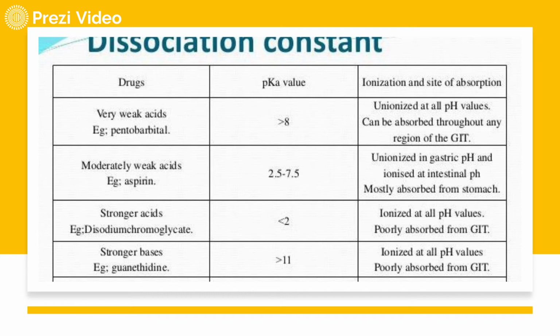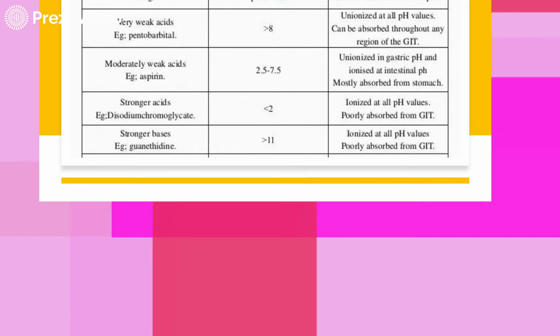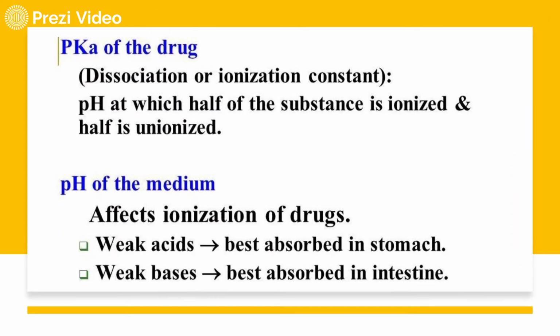So it is very important to understand that as the pKa value increases, the ionization changes, which actually impacts its absorption. The pKa of the drug, the dissociation or ionization constant, is the pH at which half of the substance is ionized and half is unionized.